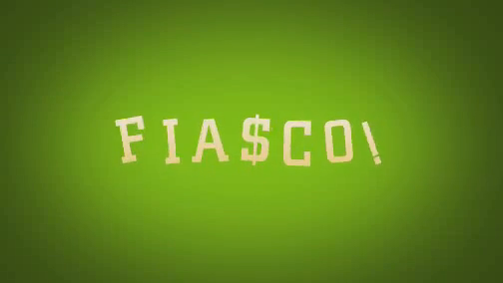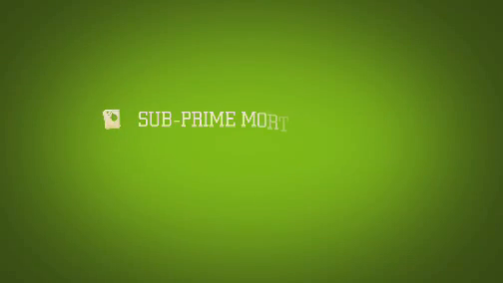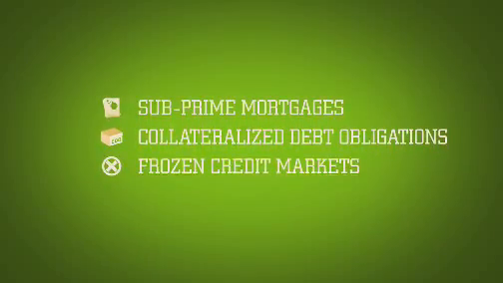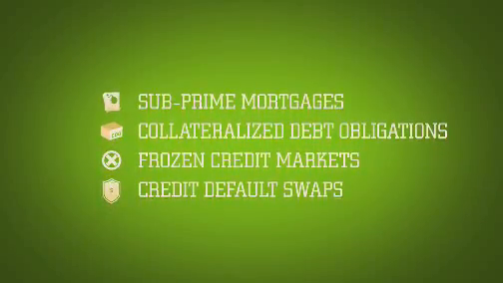It's a worldwide financial fiasco involving terms you've probably heard like subprime mortgages, collateralized debt obligations, frozen credit markets, and credit default swaps. Who's affected? Everyone. How did it happen?